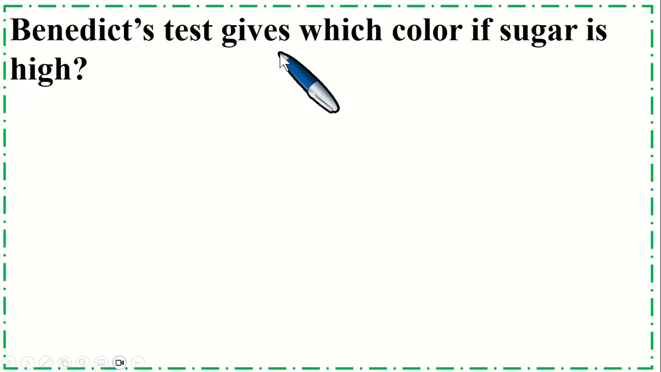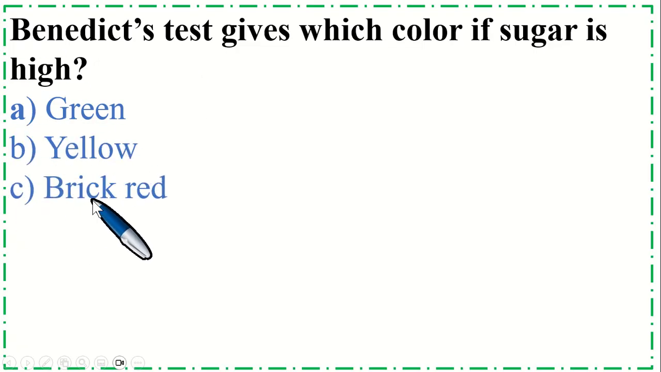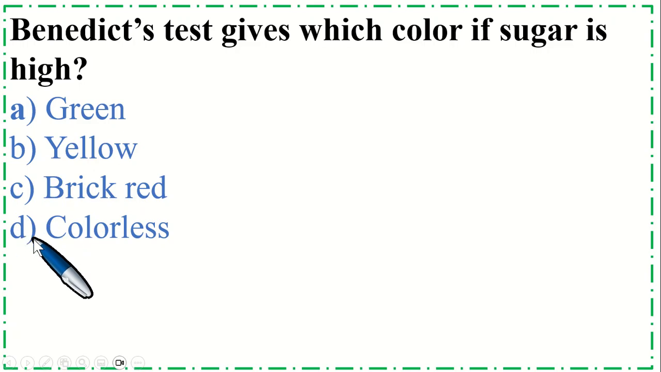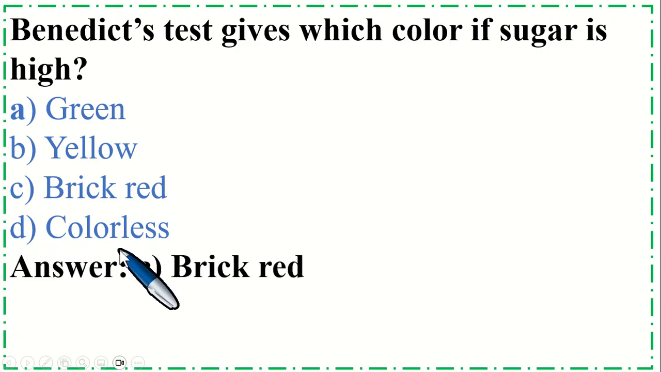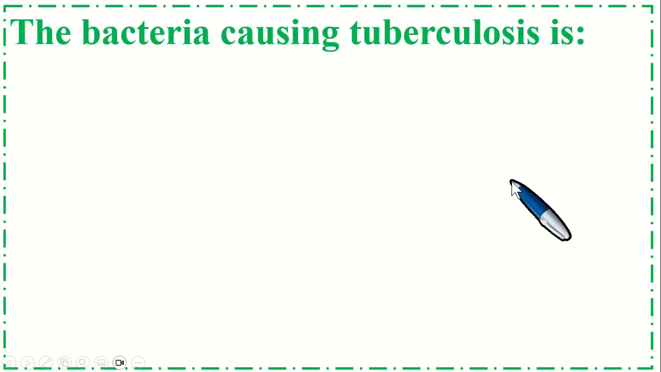Benedict test gives which color if sugar is high? Option A green, B yellow, C brick red, and option D colorless. So the correct option is C brick red. The higher concentration of glucose turns Benedict's reagent brick red on heating. So this is very important MCQs.